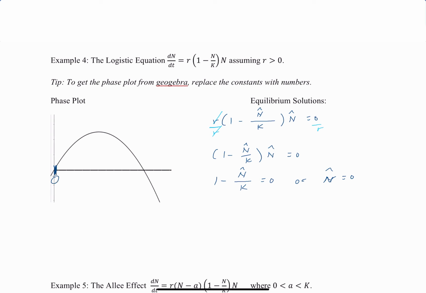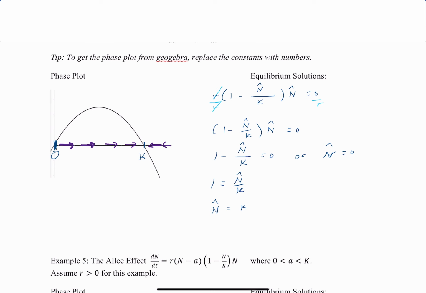For the other one, if I add n hat over K to both sides, I get 1 equals n hat over K, and then multiplying both sides by K gives me n hat equals K. So this one must be K. Putting the arrows in, we can see that the equilibrium solution n hat equals 0 is unstable, and the equilibrium solution n hat equals K is stable.